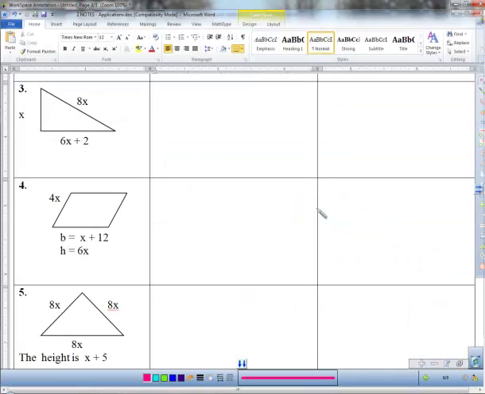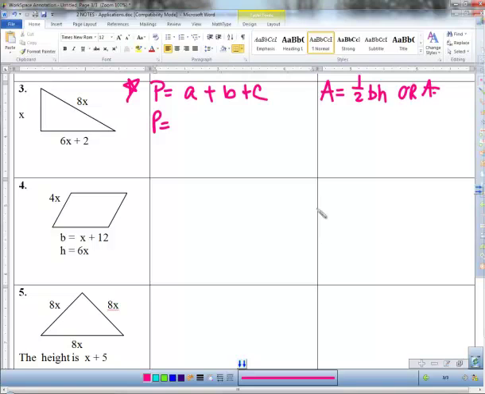For a triangle, the perimeter is just A plus B plus C. So go ahead and do this one right here on your own. Figure out what the perimeter is in terms of x. I will do the area with you. Area is 1/2 base times height, or you can write it that area is equal to base times height divided by 2. I'm going to use this second formula over here on the right.